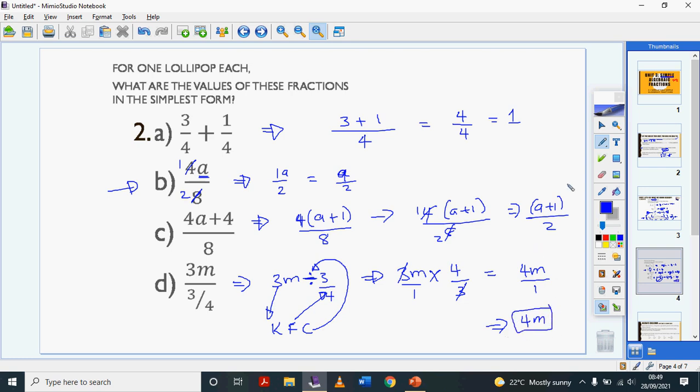So what I've done in each of these questions is I have simplified algebraic fractions, right? I've simplified fractions. I've written them in their simplest form, and honestly this is the gist of what we're going to be doing in this lesson.